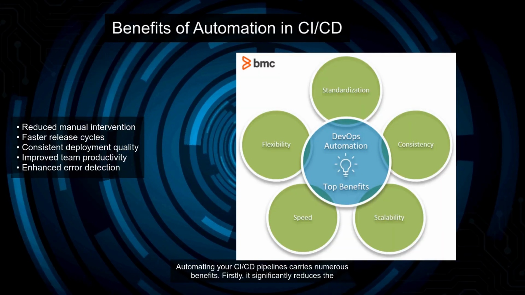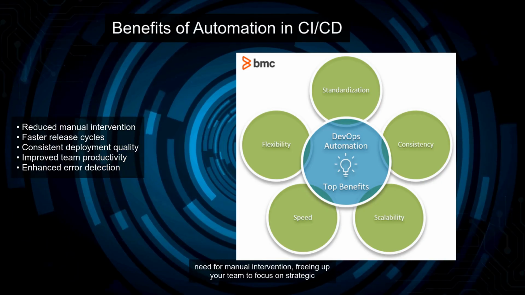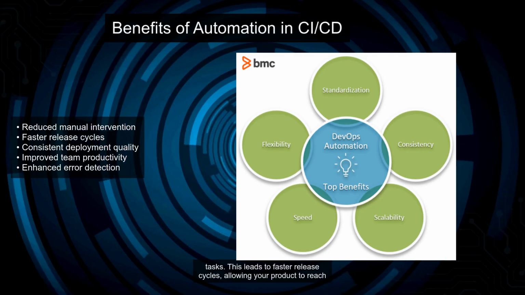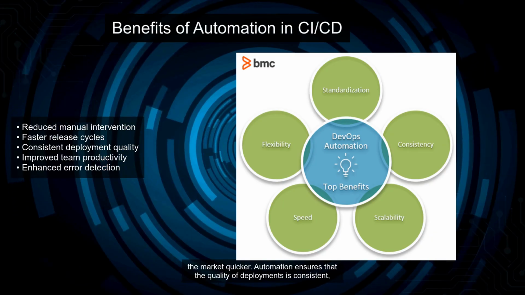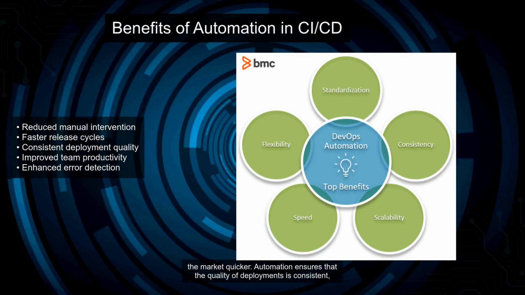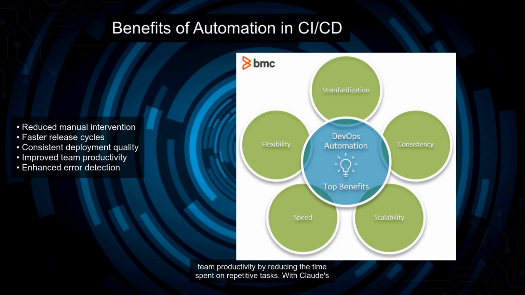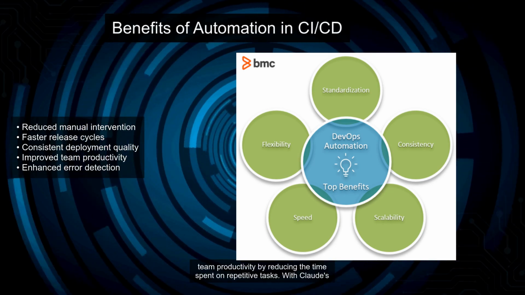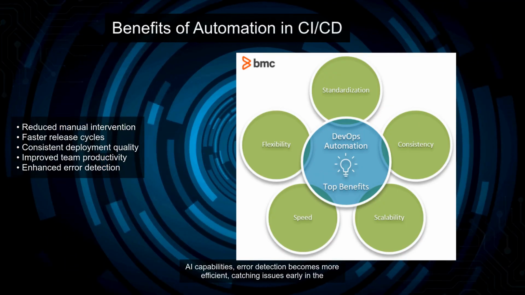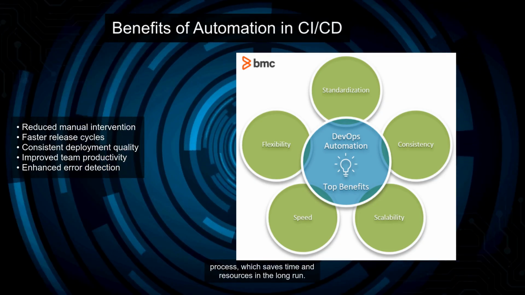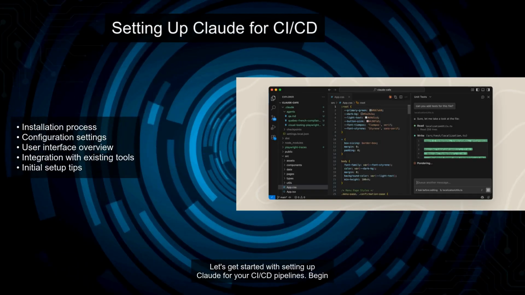Automating your CI/CD pipelines carries numerous benefits. Firstly, it significantly reduces the need for manual intervention, freeing up your team to focus on strategic tasks. This leads to faster release cycles, allowing your product to reach the market quicker. Automation ensures that the quality of deployments is consistent, as it eliminates the variability introduced by human error. Moreover, it enhances team productivity by reducing the time spent on repetitive tasks. With Claude's AI capabilities, error detection becomes more efficient, catching issues early in the process, which saves time and resources in the long run. Let's get started with setting up Claude for your CI/CD pipelines.